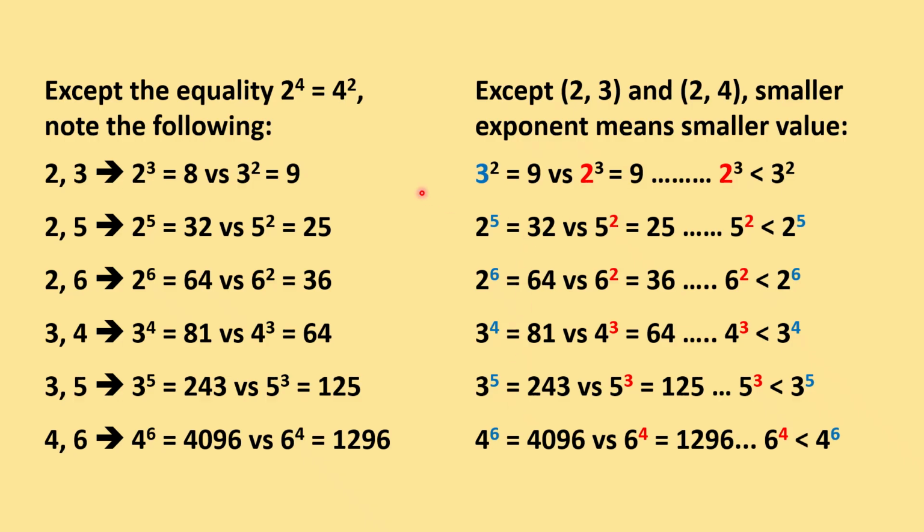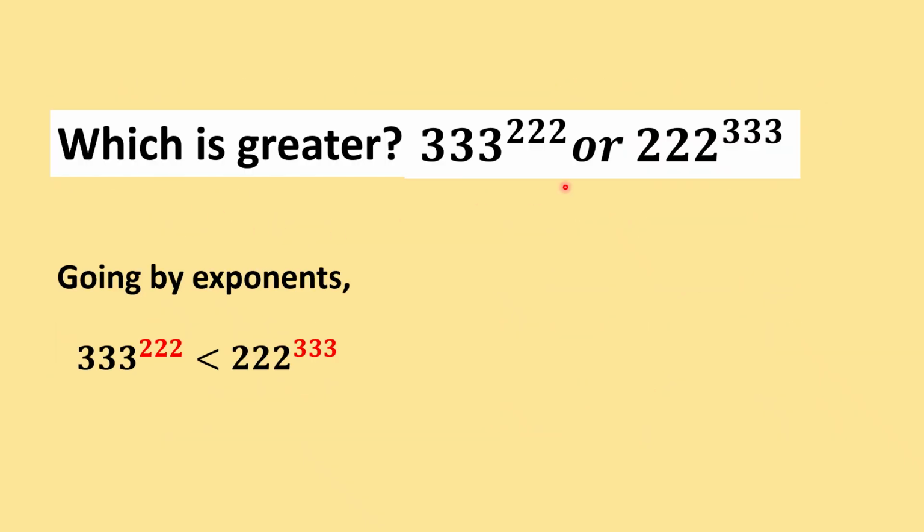Right? So, other than 2 and 3, and of course 2 and 4, see the exponent. If the exponent is smaller, the value will be smaller. If the exponent is greater, the value will be greater. So, coming back to our original question, we check the exponent. So, the exponent 222 is smaller, the exponent 333 is greater. So, the number with the smaller exponent will be less than the number with the larger exponent. Smaller exponent, smaller value, greater exponent, greater value.